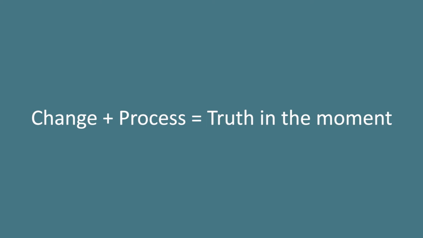Now, you remember last episode, we had ourselves a little conundrum. We were saying that we're only going to look at the physical world, while at the same time saying that the physical world is in a constant state of change. So how do you fit those two things together? How do you measure something that's constantly moving? The answer was that we were going to marry change with process. So let's take a look at that equation from last step: change plus process gives us truth in the moment.